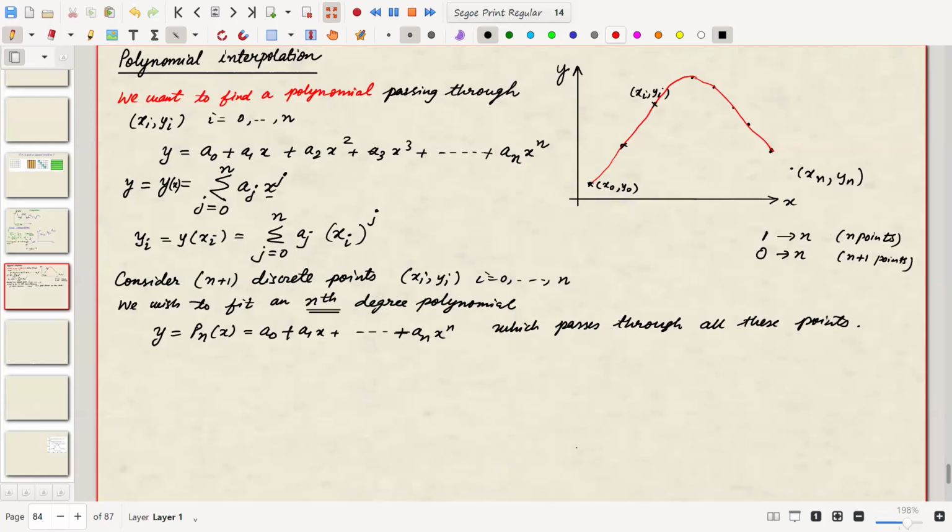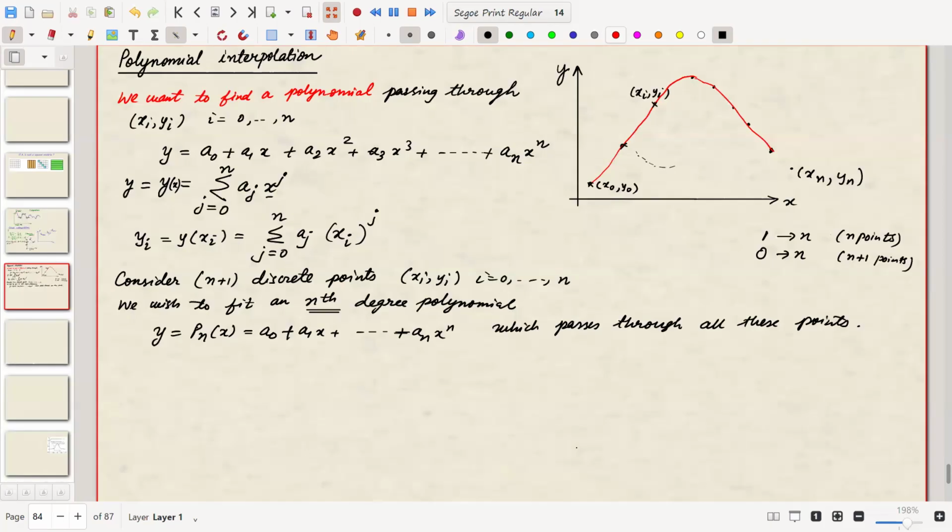Which are the constants? Yes, exactly. You don't know the constants a0, a1 up to an. Those constants, if you know them, you already know the polynomial, right? And those constants a0, a1 up to an should depend on your data points, isn't it? It might be that the data points are different, then your interpolating polynomial is totally different. So your constants a0, a1 up to an should depend on the given data points.